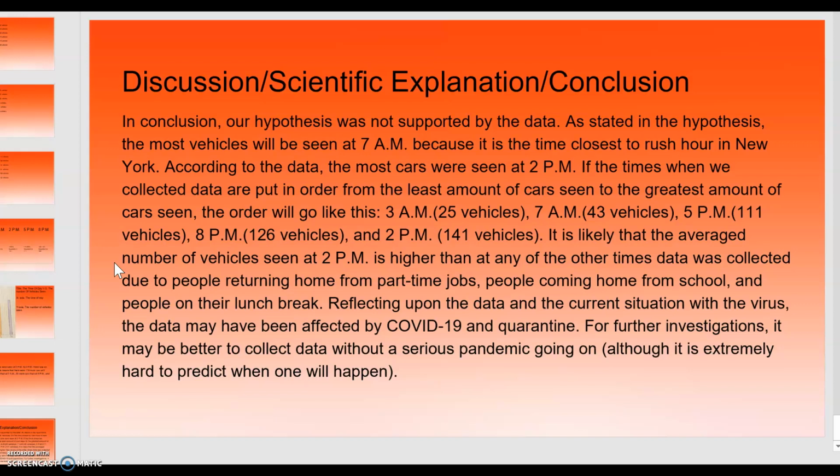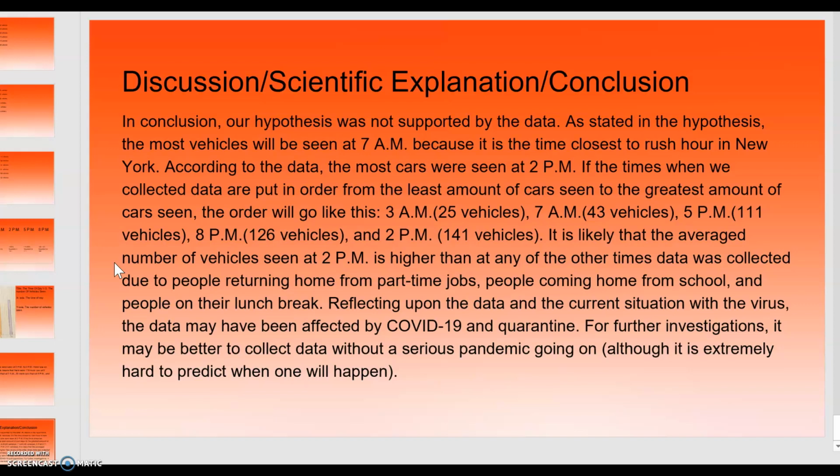Okay, in our conclusion, our hypothesis was not supported by the data. As stated in the hypothesis, the most vehicles will be seen at 7 a.m. because it is closest to rush hour in New York. According to the data, the most cars were seen at 2 p.m. If the times when we were collecting the data are put in order from least amount of cars to the greatest amount, the order will go 3, 7, 5, 8, and 2. It is likely that the average number of vehicles seen at 2 p.m. is higher than at any other times.